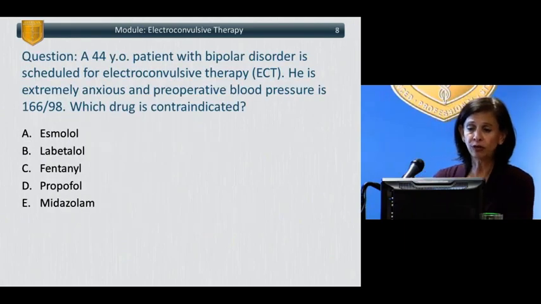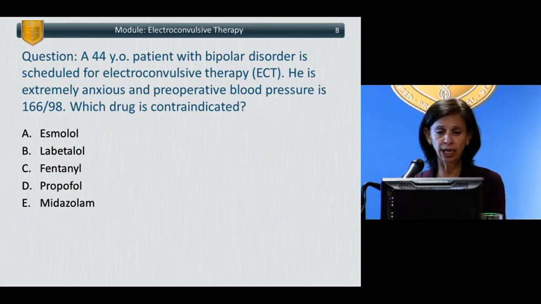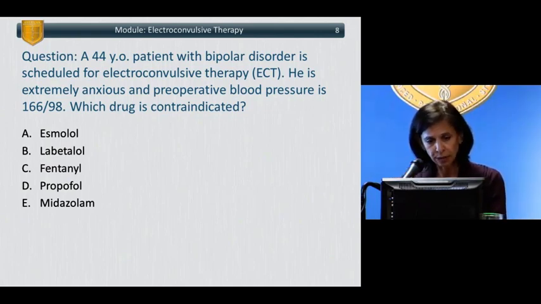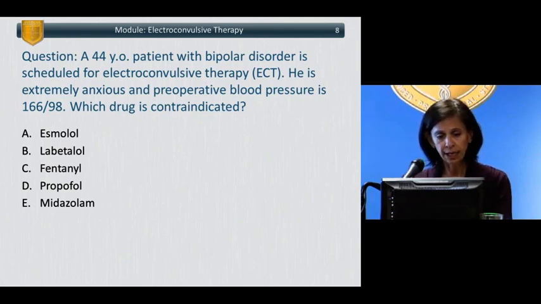So let's do a question. A 44-year-old patient with bipolar disorder is scheduled for ECT. He's extremely anxious and preoperative blood pressure is 166/98. Which drug is contraindicated? Which drug should you not be using? A, esmolol, B, labetalol, C, fentanyl, D, propofol, or E, midazolam? Which drug is contraindicated pre-ECT?